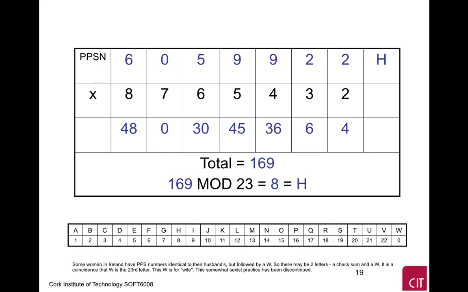A long time ago, women were given their husband's numbers with a W at the end for wife. We don't do that anymore, but that's why sometimes there was an extra space. So if this person here was my dad's age, then his wife would have been 6059922HW. Because PPS numbers are 2 letters.